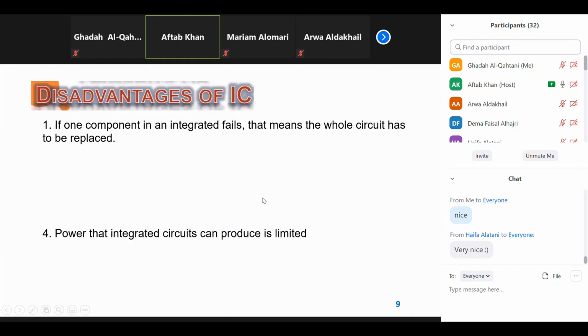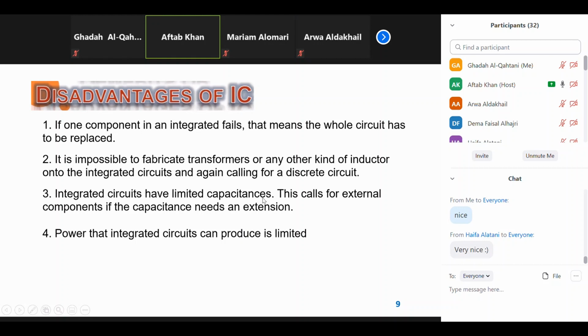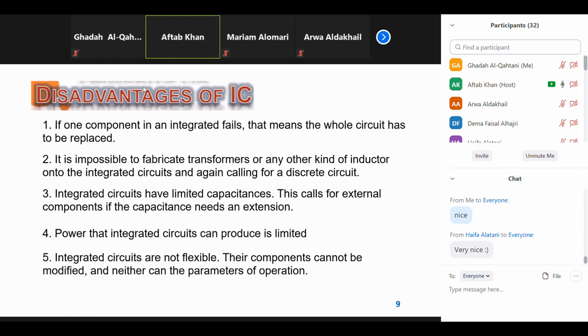Similarly, we have some disadvantages as well. So disadvantages are, look here now, if one component in an integrated circuit fails, it means the whole circuit has to be replaced. This is the problem. Inside millions of transistors, if one transistor fails, it will start malfunctioning, maybe it will not work. So we cannot fix that particular transistor. We need to replace the whole chip. So this is the disadvantage.